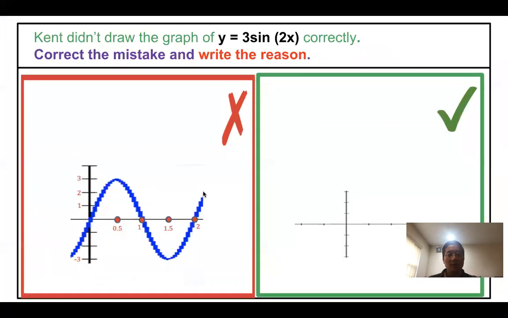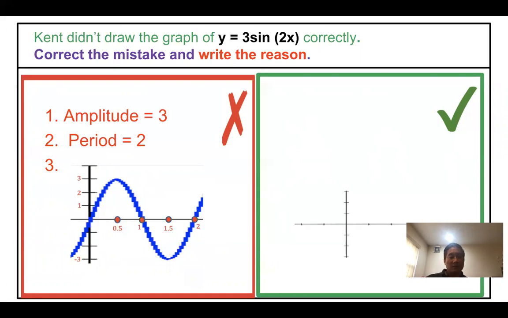So now this is error analysis. Where's the question? Y equals 3 times sine 2x. Can you find out what is the period? Amplitude, is it correct? Is the period correct? You know the formula, right? Then can you correct it? Looks like the period is wrong, right?